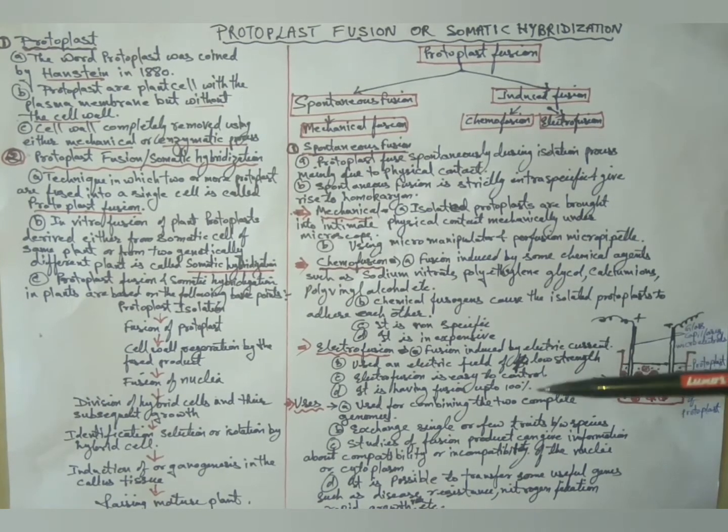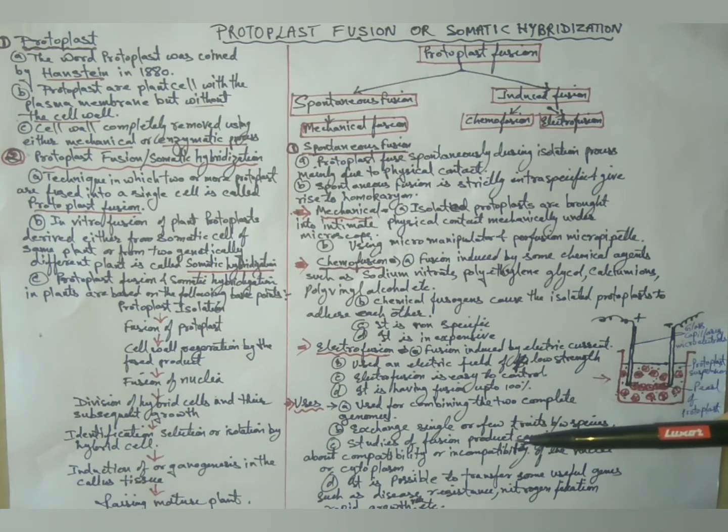Next, electrofusion. When we apply electric current to protoplasts, this leads to a pearl chain arrangement of protoplasts. The number of protoplasts within the chain depends upon the population density of the protoplasts and the distance between the electrodes. When short DC pulses are applied, the membrane between the two protoplasts breaks down and we get the fused product. Fusion is induced by electric current using an electric field of low strength. Electrofusion is easy to control. It gives fusion of up to 100%.